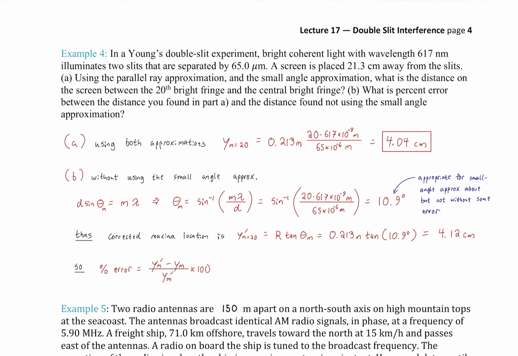To get a percent error, we take our corrected distance minus the original approximate distance, divided by the corrected distance, times 100. Plug in our numbers, and we get 1.82%. So less than 2% error, which is why it makes sense to use the approximation. But again, you don't have to, if you want to get under 2% error.